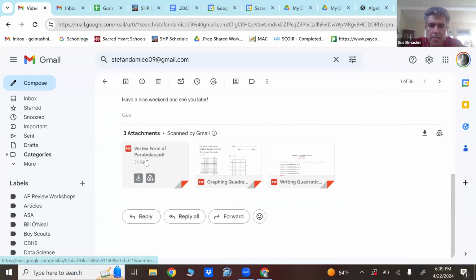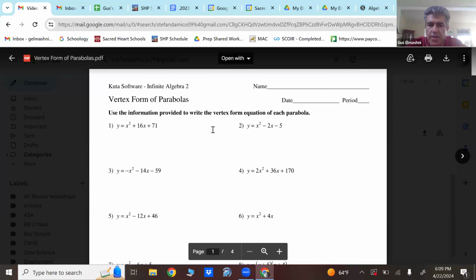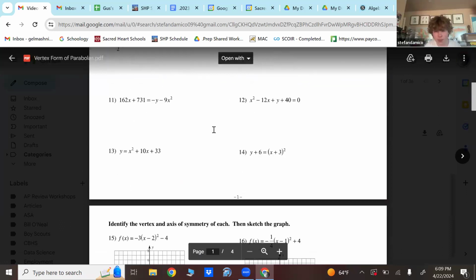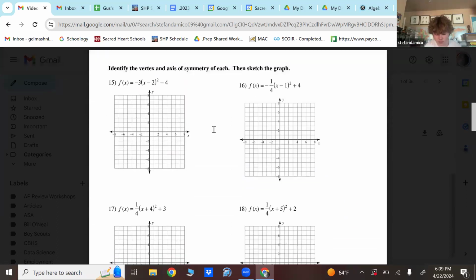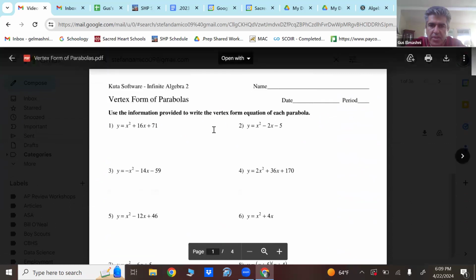So let's talk about vertex form of a parabola. Here you're asked to write the vertex form of each equation, and then identify the vertex and sketch it. Then we have the answer key to look at, and then we have two more worksheets after that.